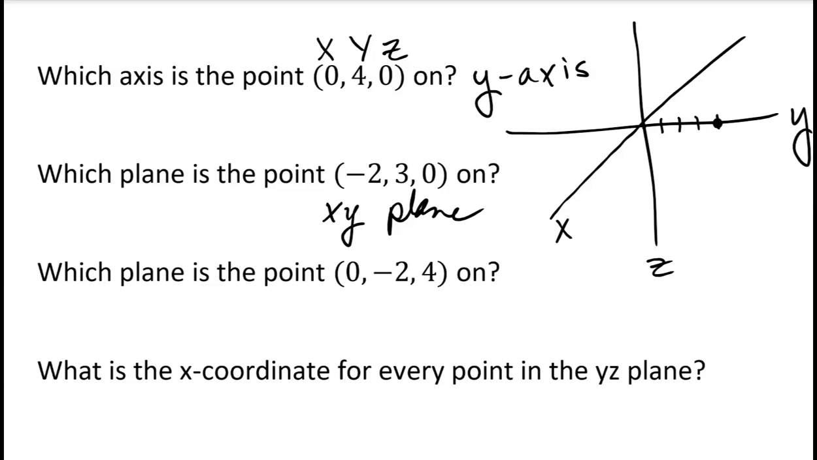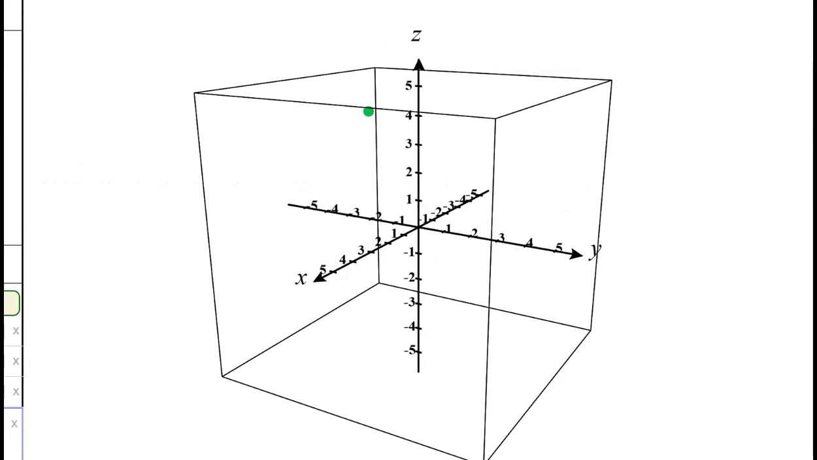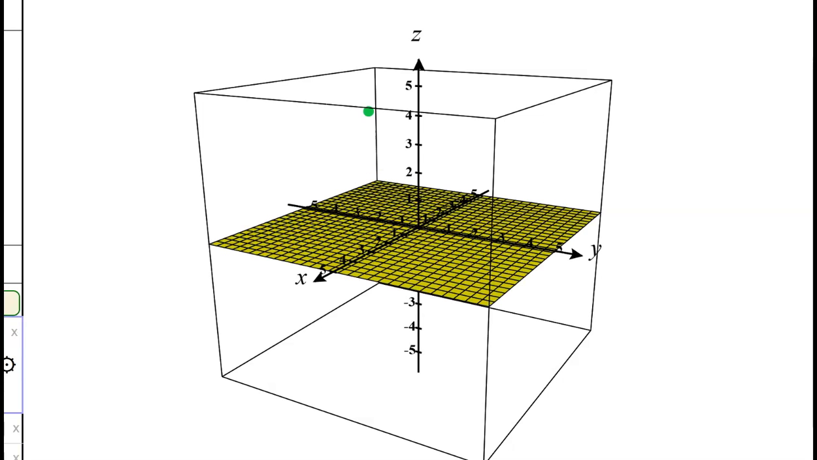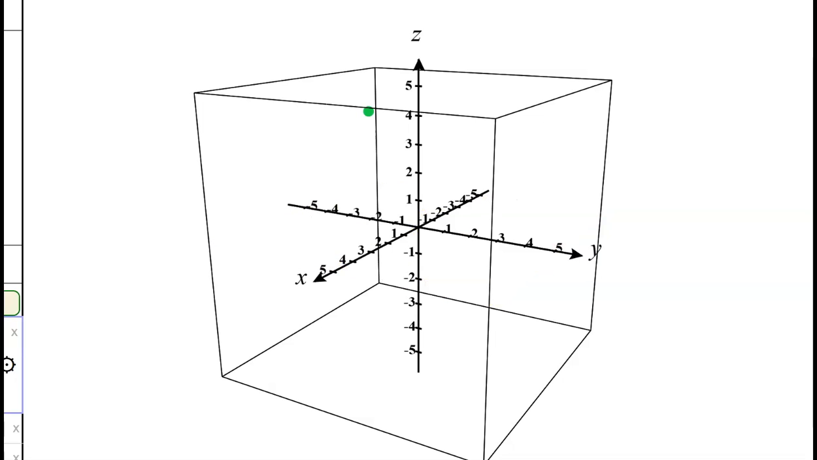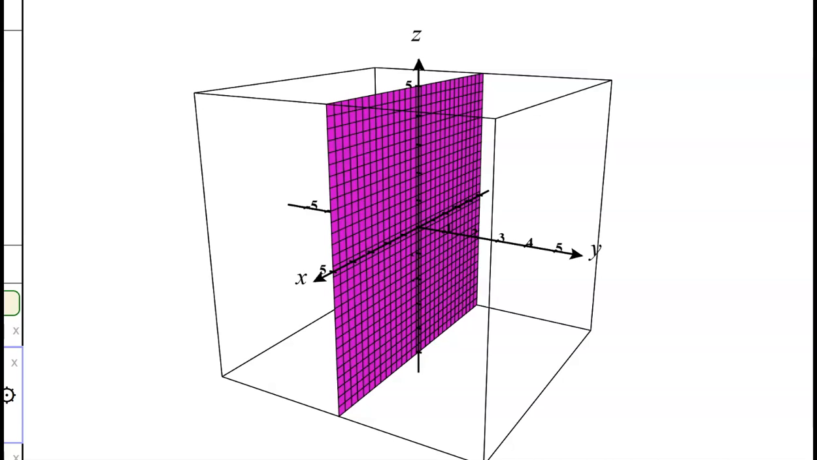Which plane is the point (0, -2, 4) on? So if we graph (0, -2, 4), it's the green point. 0 means we don't move in the x direction. -2 means we move left on the y-axis, 2 units. And then 4 as the z-coordinate means we go up parallel to the z-axis 4 units. So we know it doesn't sit on the xy plane, that's flat. It's above that, and it's 4 units above that because the xy plane has a z of 0.